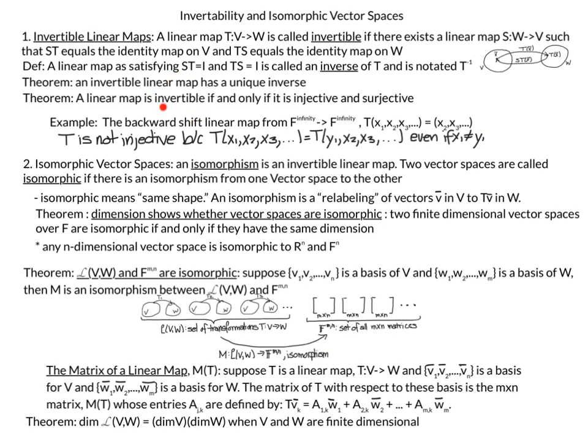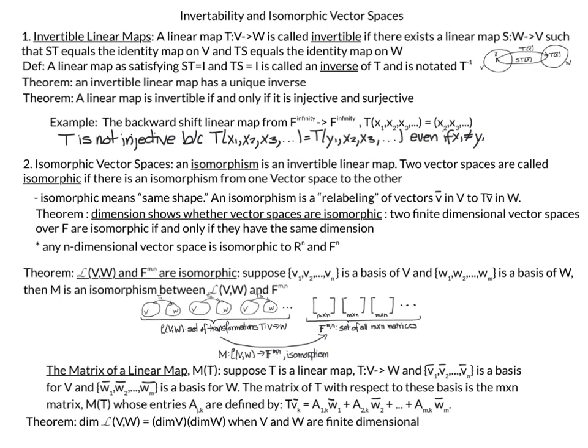But when you do have an invertible map, what you get are isomorphic vector spaces. So an isomorphism is an invertible linear map. Two vector spaces are called isomorphic if there is an isomorphism from one vector space to the other. And isomorphic means same shape. So an isomorphism is, in a sense, a relabeling of vectors in V into vectors T of V in W.